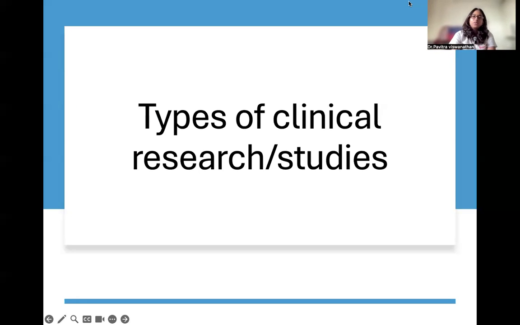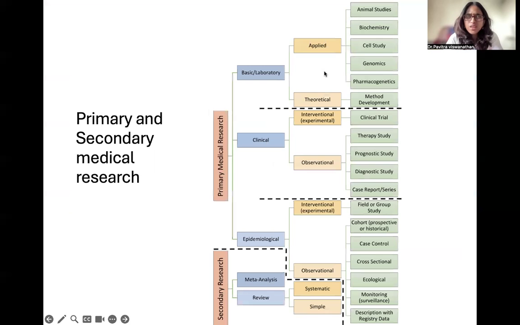Hey everybody. So today we'll be discussing types of clinical studies, types of research studies, and how do you know which is which. Okay, so this is going to be the basic talk basically. Okay, fine. Basics here.